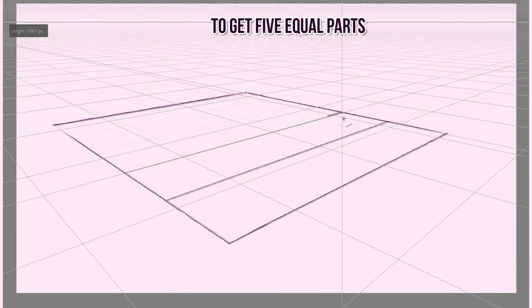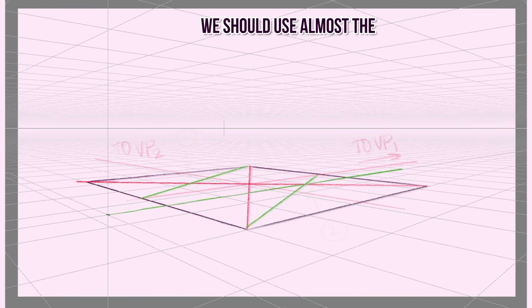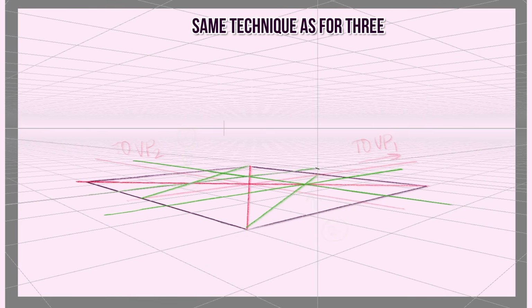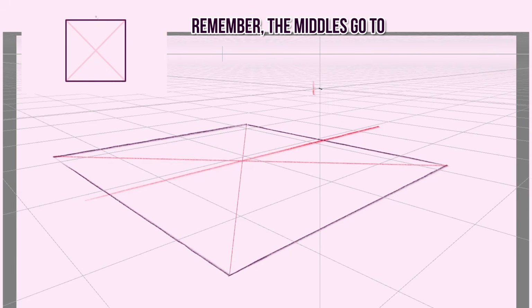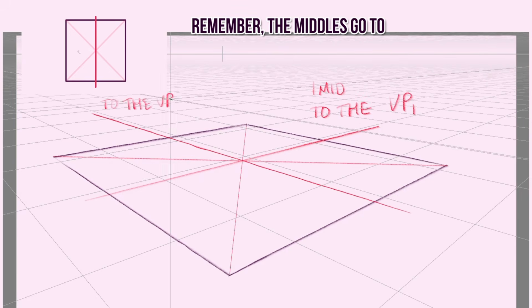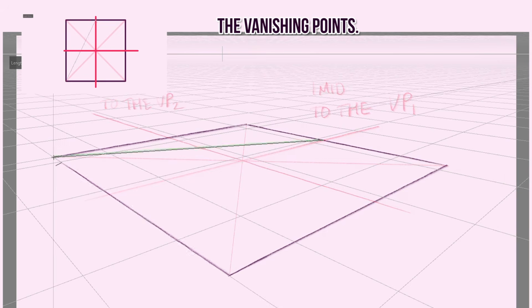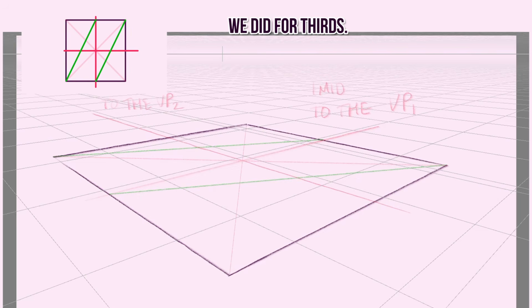To get 5 equal parts in perspective is easy. We should use almost the same technique as for 3 parts. Find both middles with the diagonals. Remember, the middles go to the vanishing points. Then draw 2 diagonals like we did for thirds.